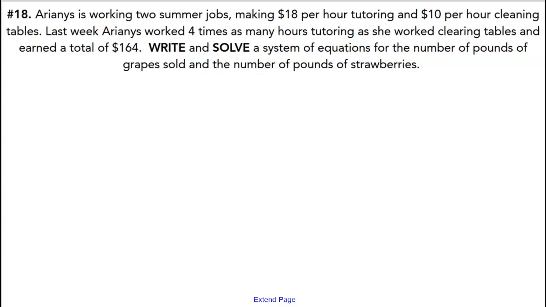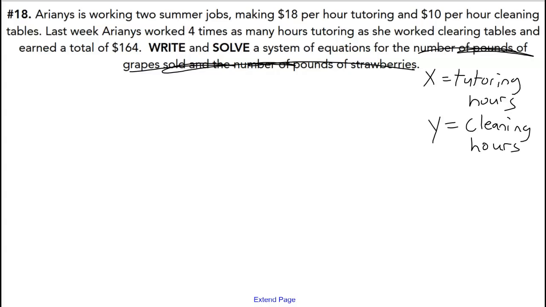It says write and solve a system of equations for the number of pounds of, well, definitely a typo, number of pounds of grapes sold and number of pounds of strawberries. That's a little typo there, but let's go over what we're trying to solve here. So we got two things. We've got the actual total hours that she worked, and we're talking about the actual money that she made. So we're going to make two equations based on those two things. So pay no attention to that part about the grapes and strawberries.